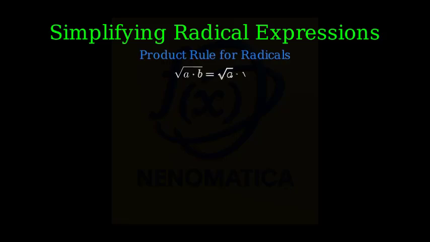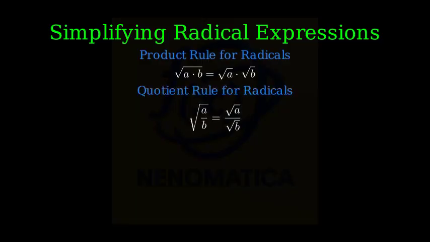First, the product rule for radicals states that the square root of a times b equals the square root of a times the square root of b. Second, the quotient rule for radicals tells us that the square root of a divided by b equals the square root of a divided by the square root of b.